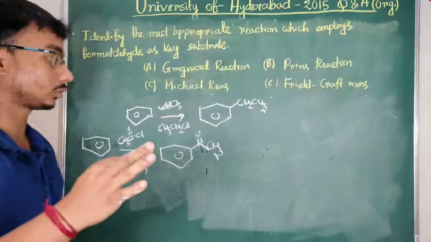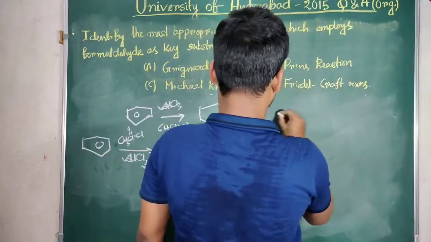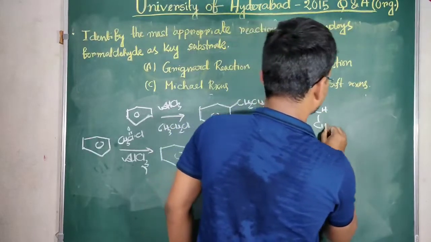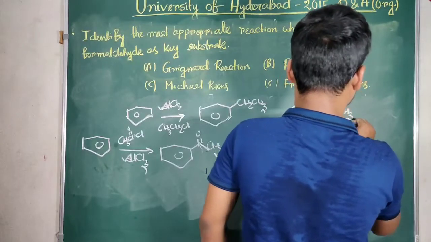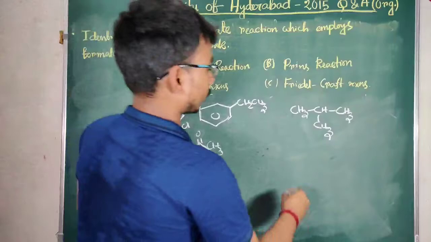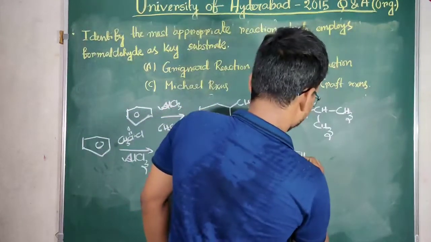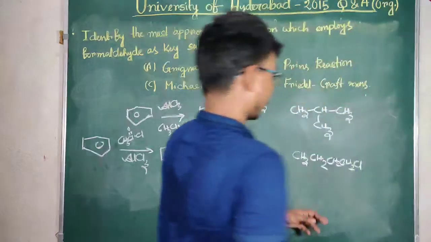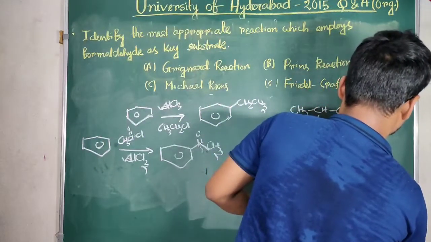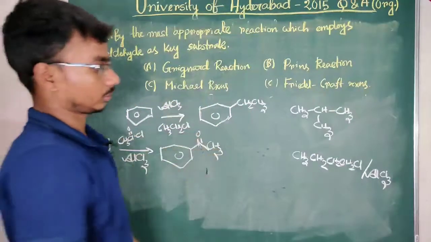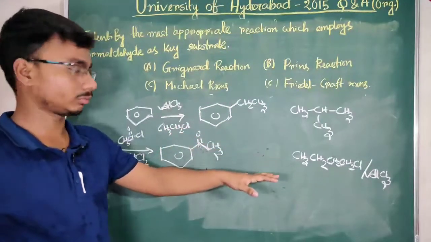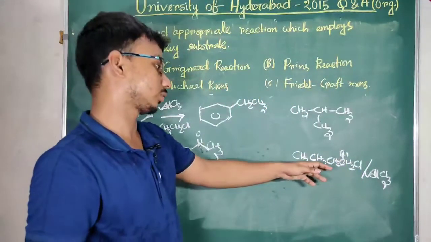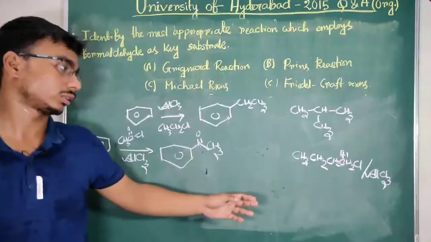But actually what I was saying is that in Friedel-Crafts alkylation, if you want to produce n-butyl benzene, you will not get that, because when the carbocation is produced, it rearranges itself to try to form a second degree or third degree carbocation.